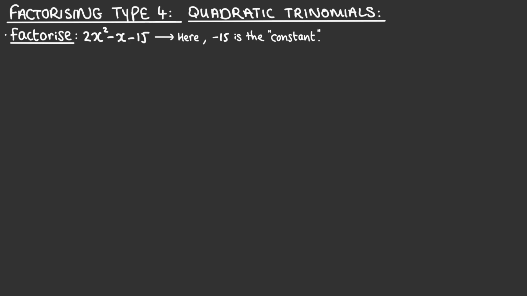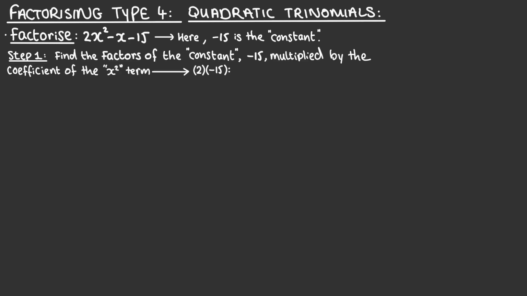So we begin with the same method of finding the factors of the constant of the trinomial. In this case, the constant is minus 15. However, we have to find the factors of the constant multiplied by the coefficient of the x squared term. The reason we didn't have to do this in the first example was because the coefficient of the x squared term was 1. So when we multiplied the constant by 1, we ended up with the same number. The factors of minus 30 are 1 and minus 30, minus 1 and 30, 2 and minus 15, minus 2 and 15, 3 and minus 10, minus 3 and 10, 6 and minus 5, and minus 6 and 5.